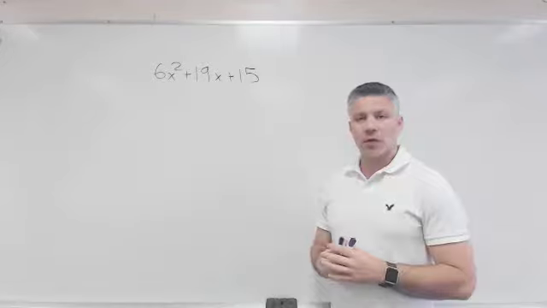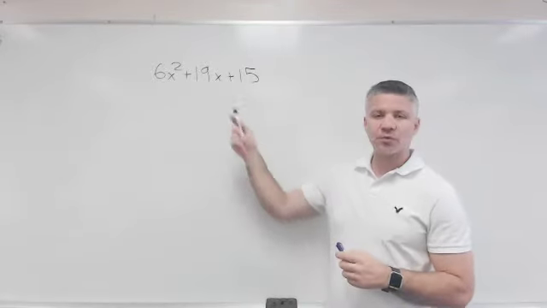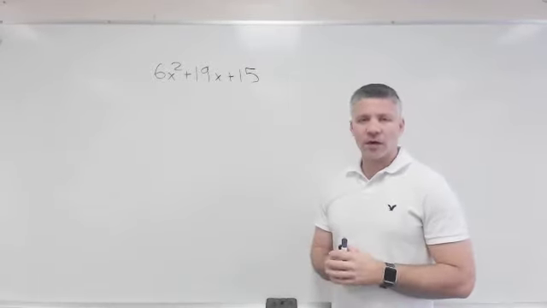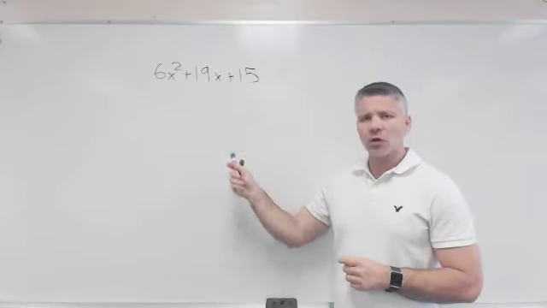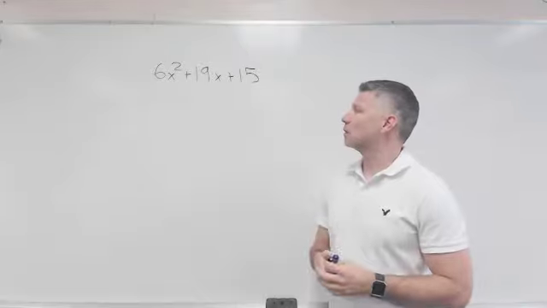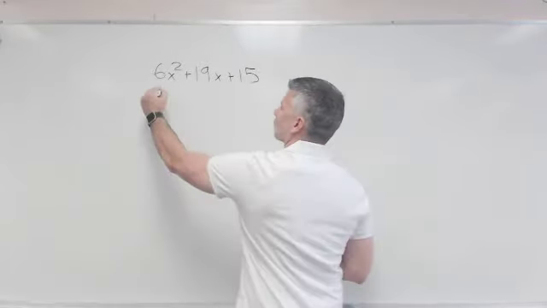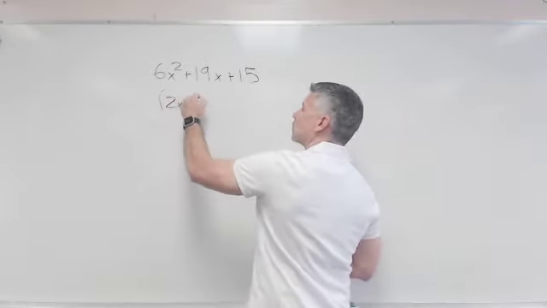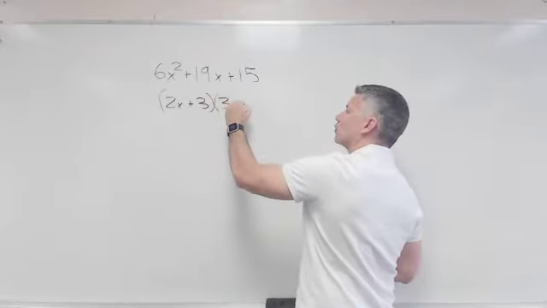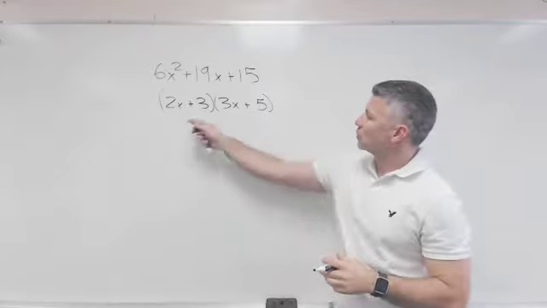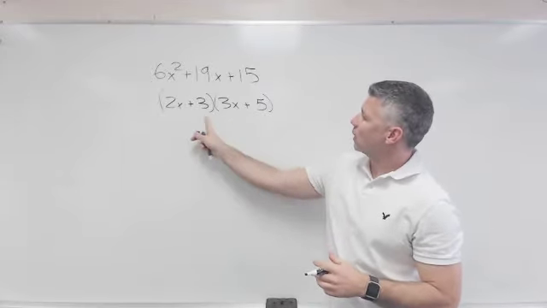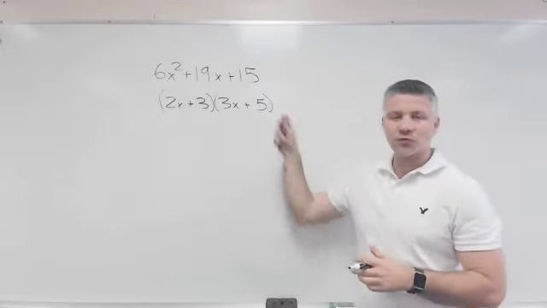Here's our final example, 6x squared plus 19x plus 15. And we've already factored this. If you don't remember how to factor, it's back on the 1-4 video, about 24 minutes in. When we factored it, we had 2x plus 3 and 3x plus 5. We can FOIL it always to check. 6x squared, 10 and 9 is 19x, and plus 15.